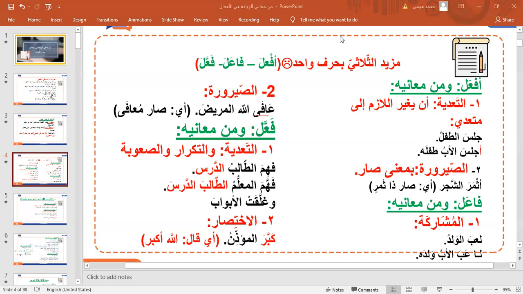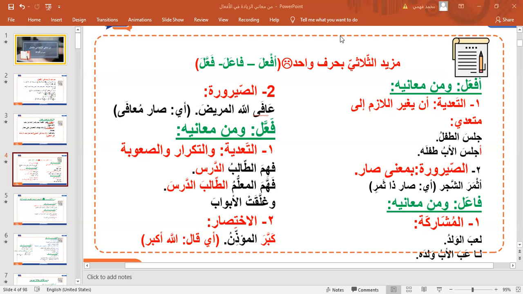Fa'ala, this has two meanings also. The first is participation again. So this is when an act is done with another person. For example, la'iba al-waladu. We could change that to la'aba al-abu waladu, meaning they are doing it together.